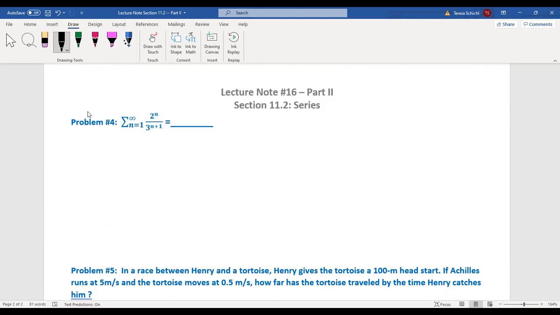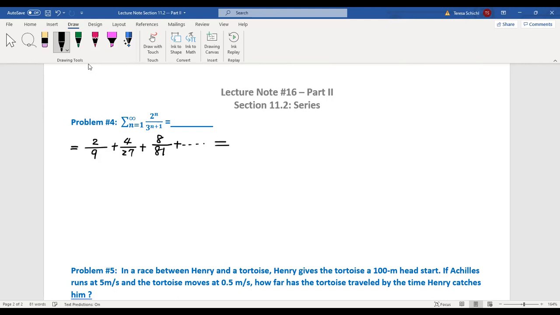So let's see what this one is. For n equal to 1, it will be 2, and 3 to the 2 is 9. For n equal to 2, this will be 4, and this is 27, right? And so on. Let's write down one more term. This will be 8, and 3 to the 4 is 81, right? And so on.